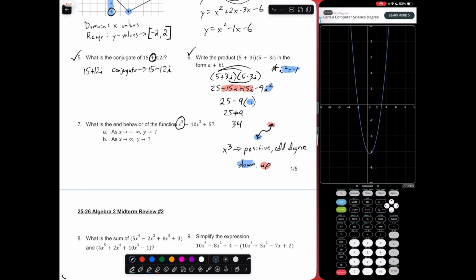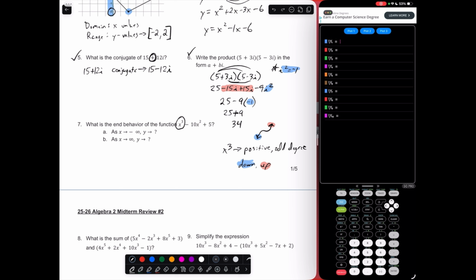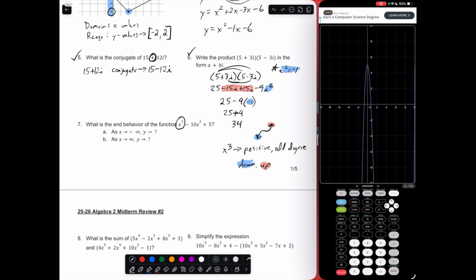Now, these features, being positive and an odd degree, mean that we have this end behavior of down, up. A couple other things you can remember: if you remember what x cubed looks like, which is this one here, or in the fortunate scenario you had a calculator, you could always type in your equation. So x to the third minus 10x squared plus 5. Now one of the drawbacks to the calculator is sometimes the graph is not always visible, exactly like this.